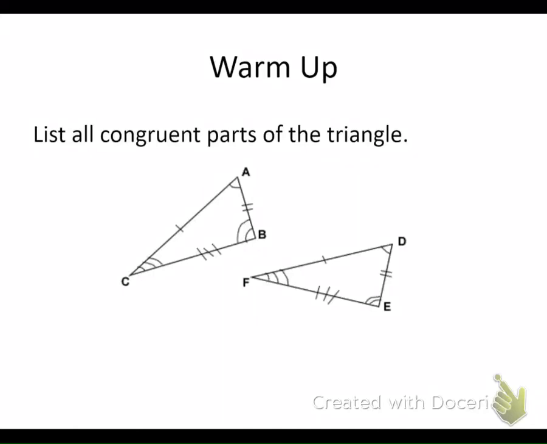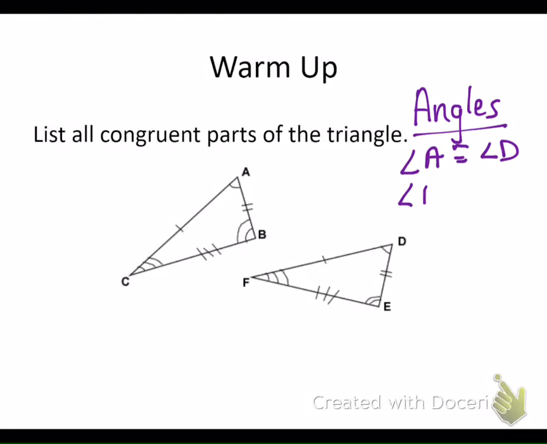Alright, we're going to start with listing all the congruent parts of the triangle. So let's start with angles. Angle A is congruent to angle D. Angle B is congruent to angle E. And angle C is congruent to angle F.